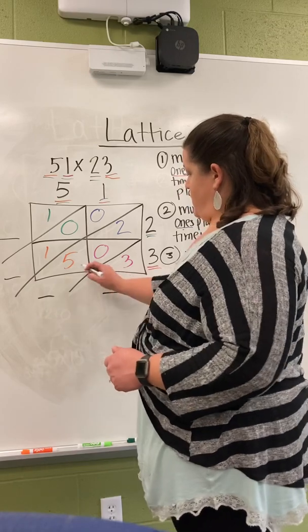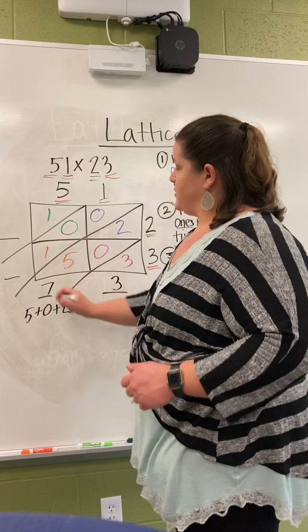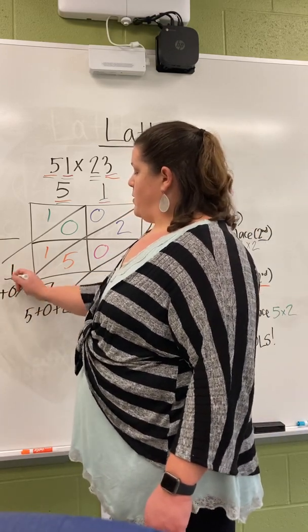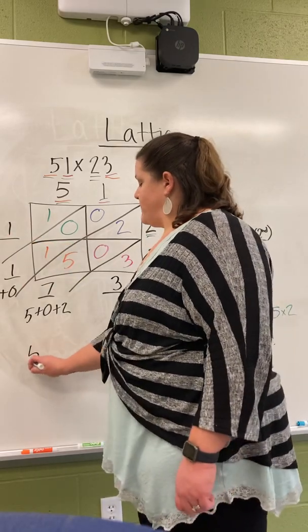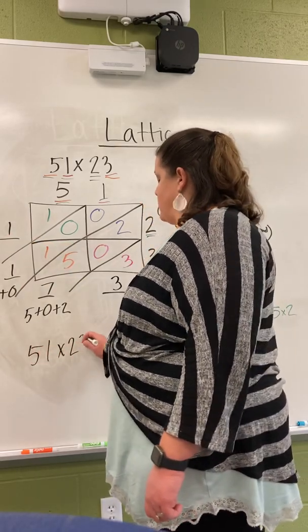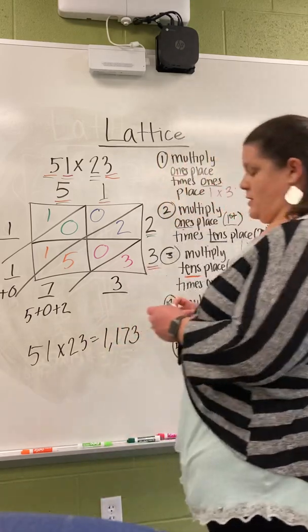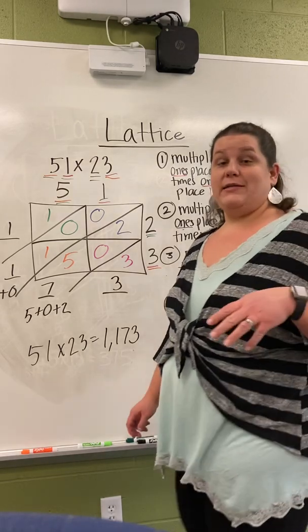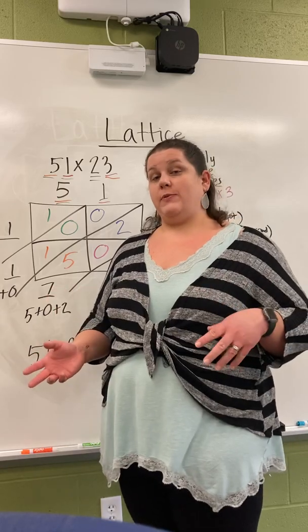3, 5 plus 0 plus 2, which is 7. 1 plus 0 plus 0, which is 1. And then we bring down our 1. So our answer to 51 times 23 equals 1,173. I know it's a lot, but hopefully this will help you as you're working in your math this week and beyond.